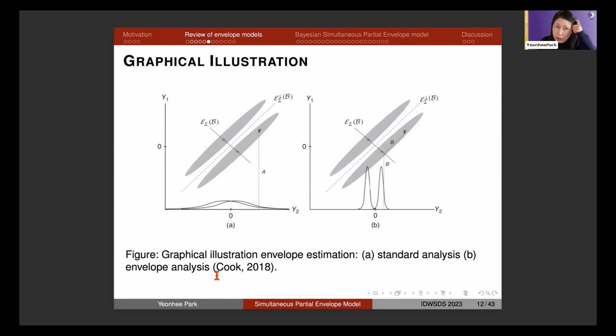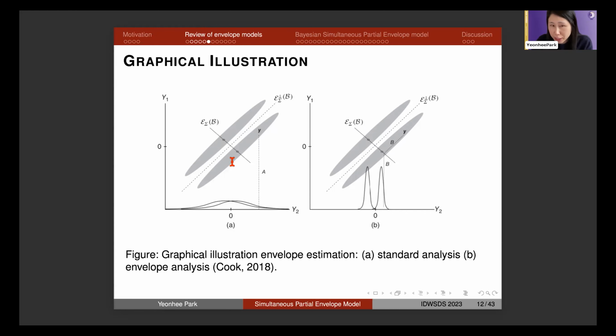So let's see the graphical illustration to understand the envelope model well. The left and right panels show the analysis using the standard model and envelope model respectively. This illustration considers the two population mean comparison. So we have two populations following the normal distribution having equal variance but different means. So we are interested in mu1 minus mu2 in this problem.